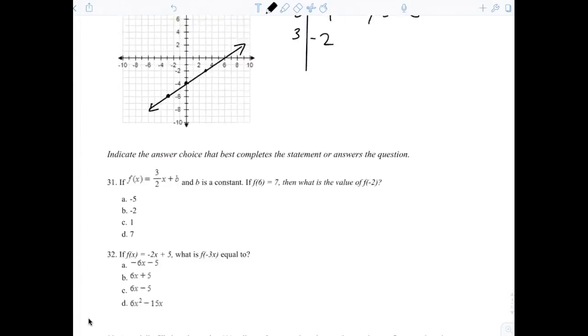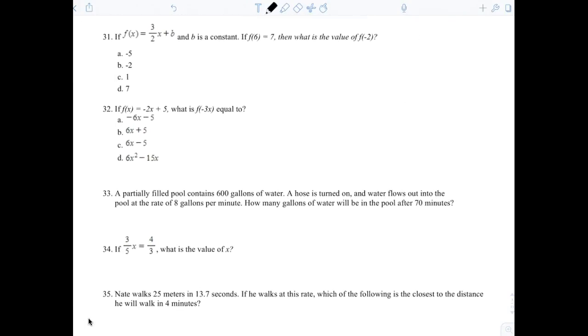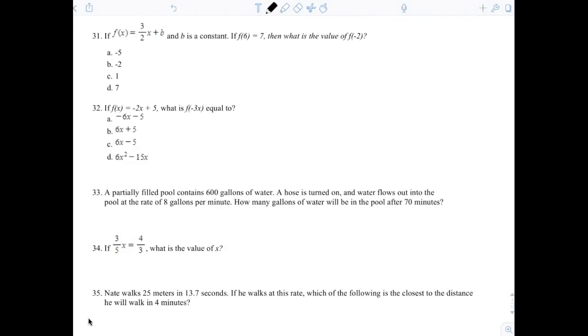All right, now I'm doing the SAT type questions. So goodness, here we go. Let's have some fun. All right, please pay attention. These are the hard ones.